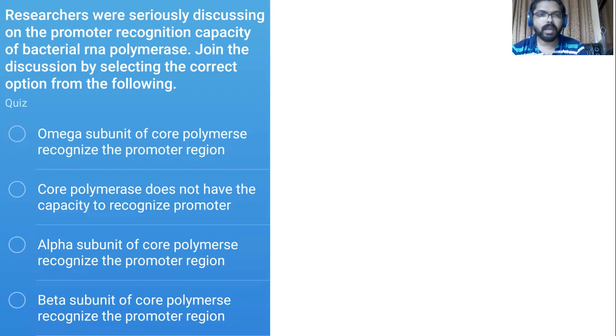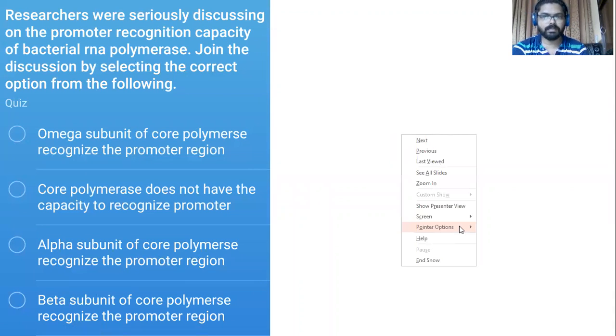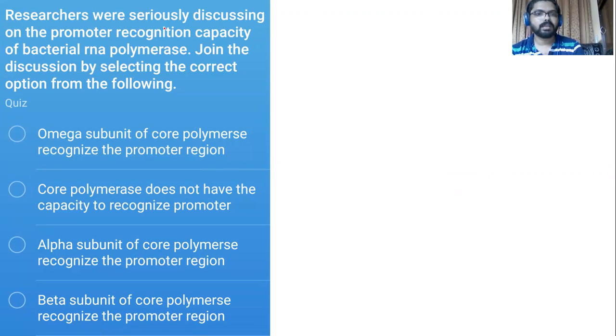First of all, you have to highlight this particular region. Here they have asked that they want you to join the discussion by selecting the correct option. So we have these options.